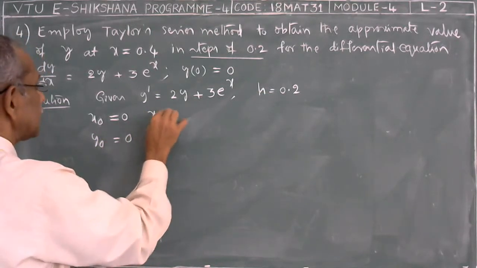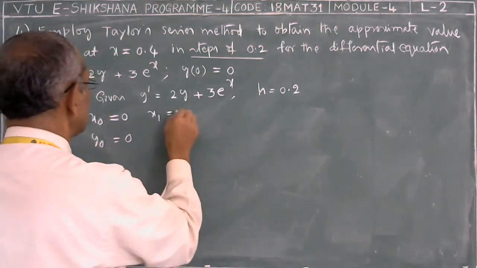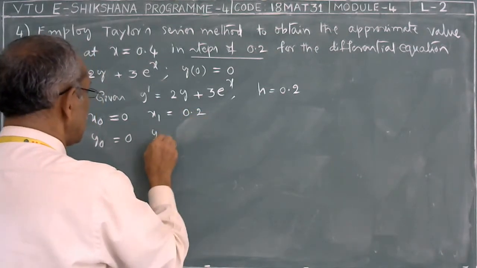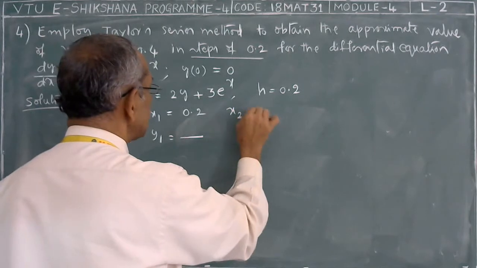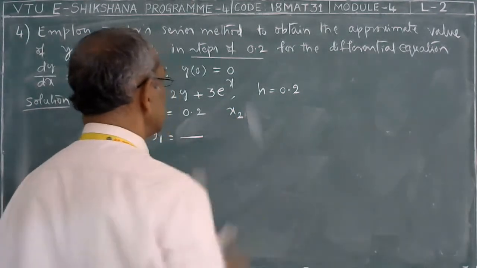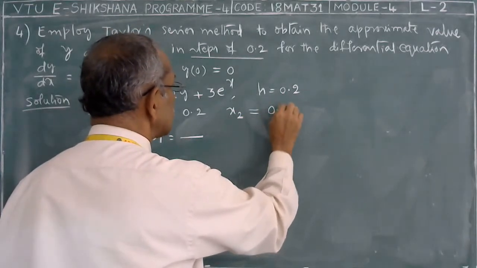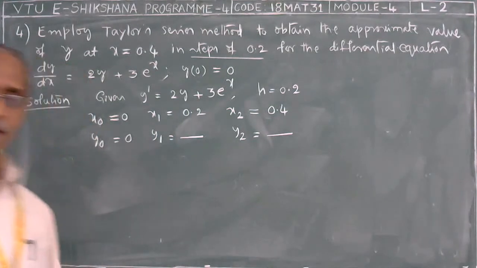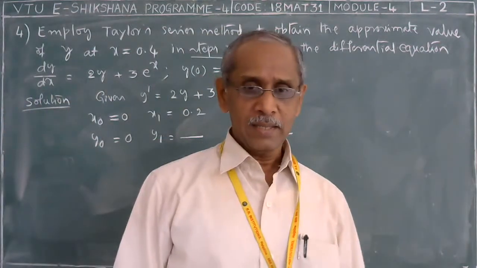Then the next value of x is 0 plus h, that is x naught plus h is x1. x1 is 0 plus 0.2, so it is 0.2, and the corresponding y1 we have to find. Then 0.2 plus 0.2 is the next value of x, x2, which is equal to 0.2 plus another 0.2, and the corresponding value of y at x equal to x2, that is y2, is to be determined. Okay.